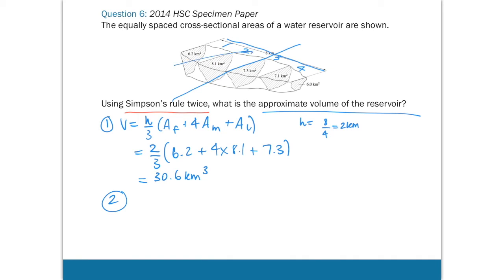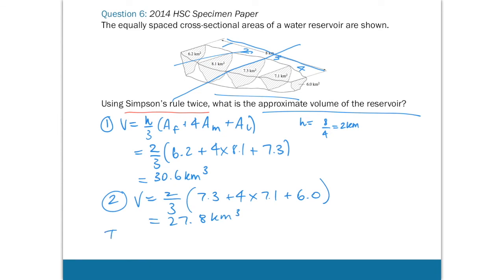So second application, obviously we've already done this. Now we're going to look at the other side. So volume, obviously, is going to be 2 over 3. The H doesn't change. And the area of the first end is 7.3. The area of the middle is 4 times 7.1. And the area of the last end is 6.0. Pop this into our calculators and we get 27.8 kilometers cubed.